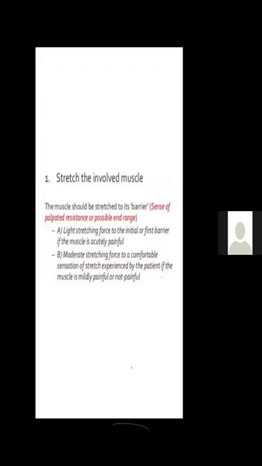So stretch the involved muscle until you reach the barrier, and you are trying to stretch. How will you give that stretching force? It depends on the pain. If the patient is perceiving the pain more, then you have to provide light stretching force. If the joint is pain-free or the perception is a little mild, at that time you can give moderate stretching force. Okay.